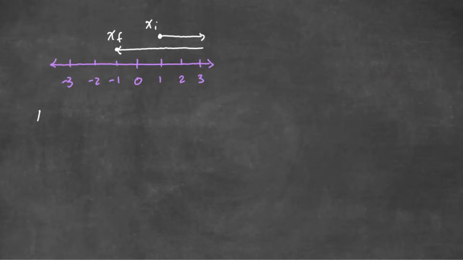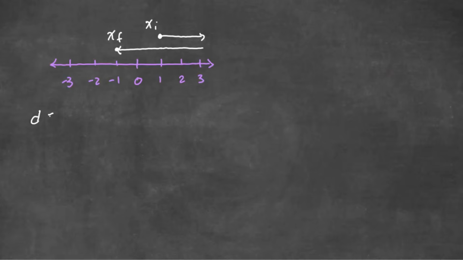Now we're going to take a look at an example. Here we have a numbered line. Imagine that we start from 1 and we go to 3. Each of these numbers represents a position measured in meters. So our initial position is 1 meter and we go to 3 meters. And then from 3 meters, we go in the negative direction to negative 1 meter.